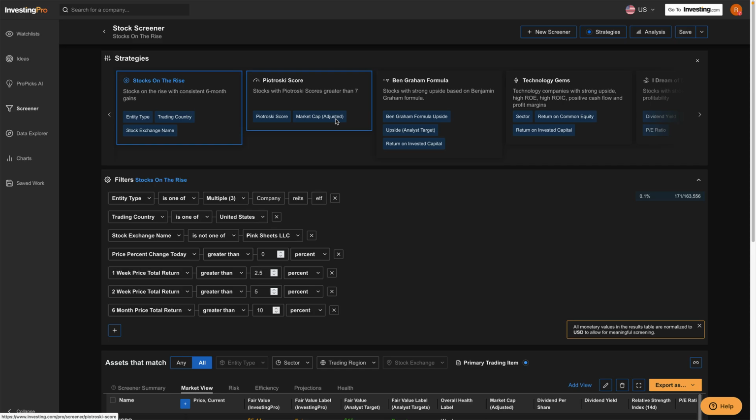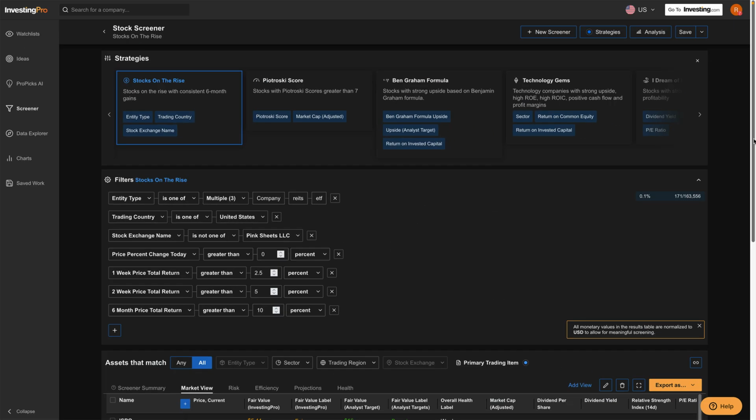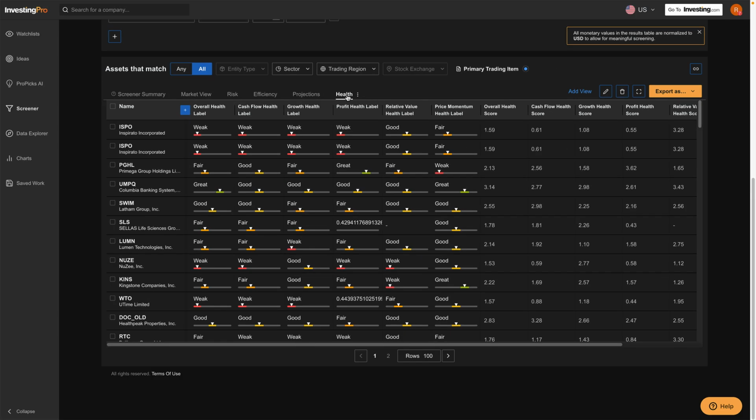On the right, you can see we just narrowed the vast market from over 160,000 options to a list of 171 stocks. You can further customize it here by selecting filters such as market cap, sector, or price range. On to the results. This shortlist will automatically show you InvestingPro's instant bottom line for each stock. Click on More Views to get a snapshot of each company's factors, such as risk and overall health.